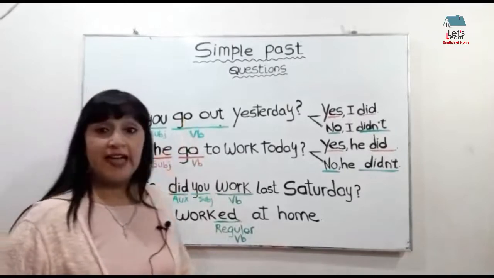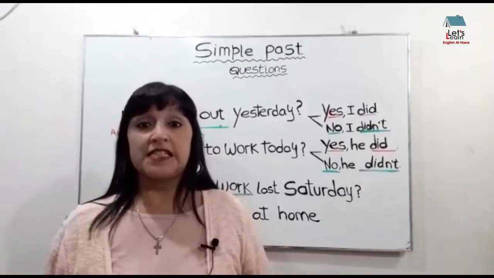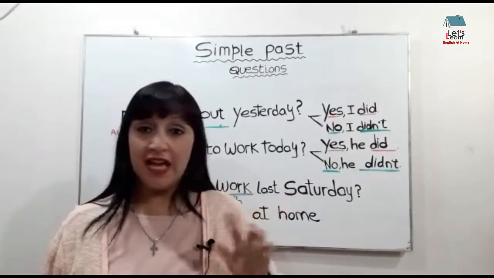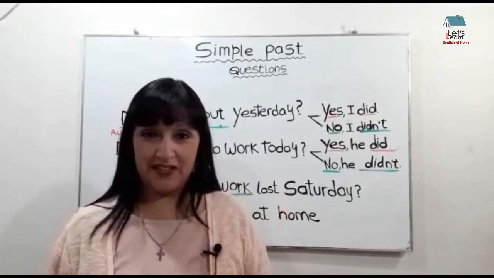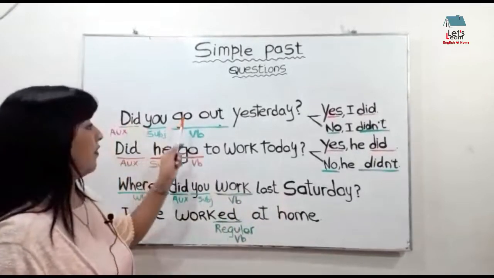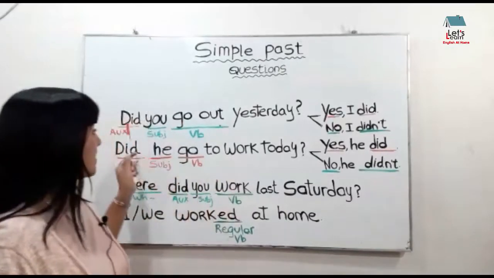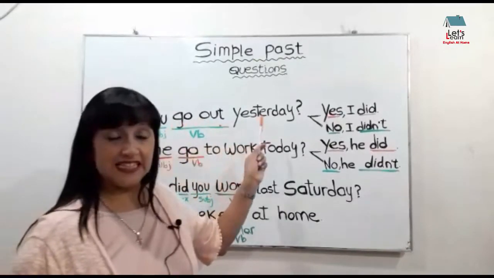The verb is not in the past because we need to remember that did and past never ever go together. Okay? So when we use the auxiliary did, the verb goes in the infinitive. Look at the question again. Did you go out yesterday?